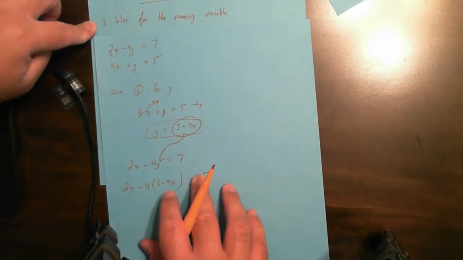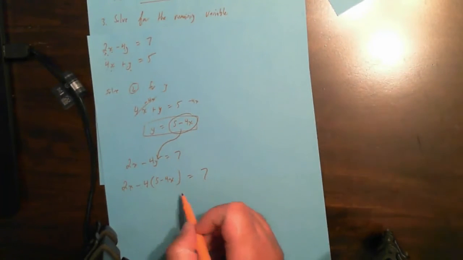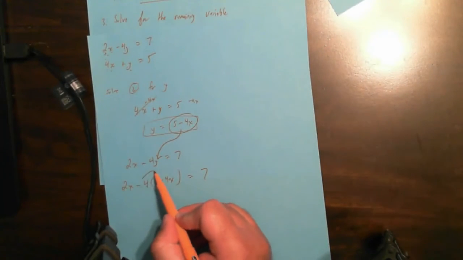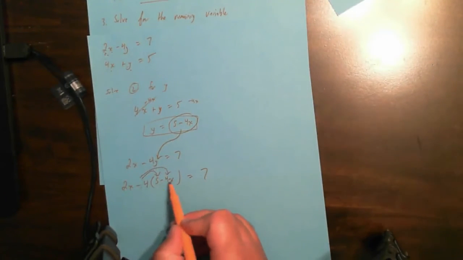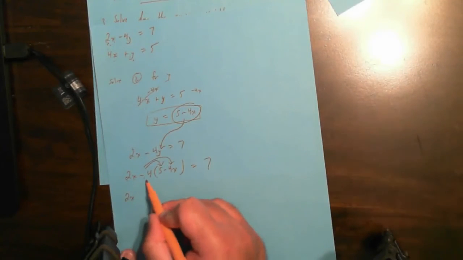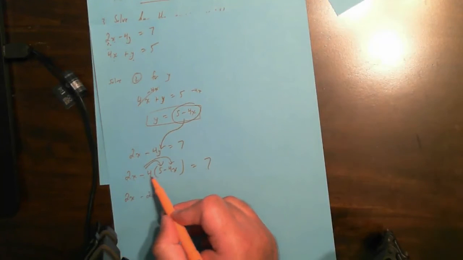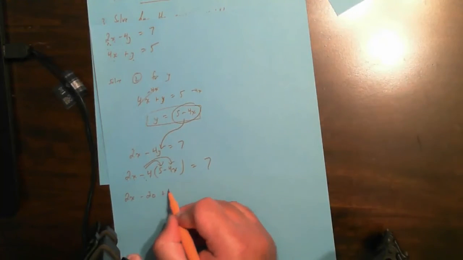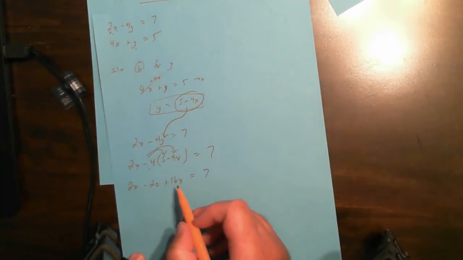So step 3 says to solve for the remaining variable. Alright, so in solving for the missing variable, first thing I'm going to have to do is use my distributive property right here. Distribute that negative 4 to both things inside this bracket. So I end up with 2x, negative 4 times 5 is a negative 20, negative 4 times negative 4x is a positive 16x, equals 7.